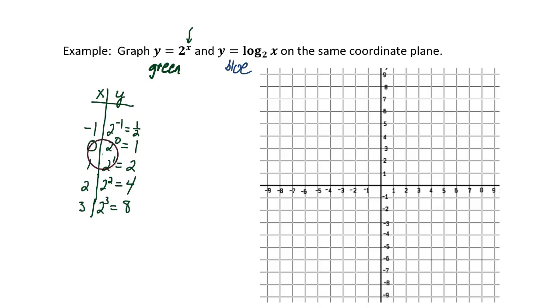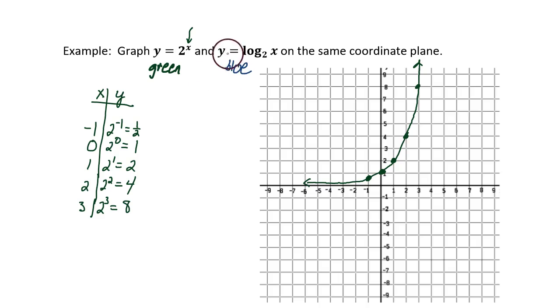Let's graph those dots. -1, 1/2 is located here. 0, 1 is located here. 1, 2 is here. 2, 4, and then 3, 8. Start out right alongside the x-axis, that's the asymptote line, and then swing up through the dots. This green curve is the graph of y equals 2 to the x.